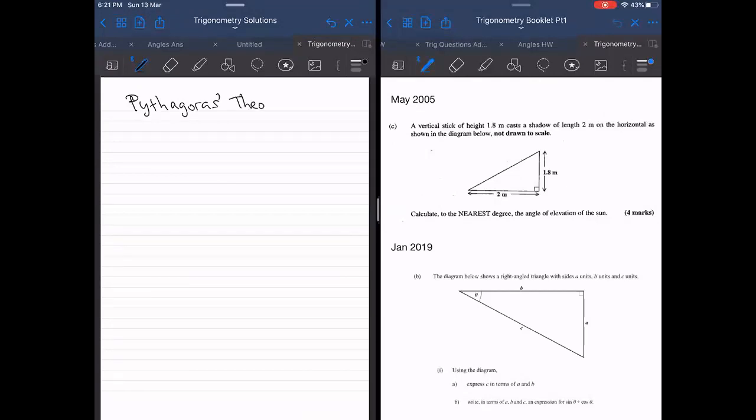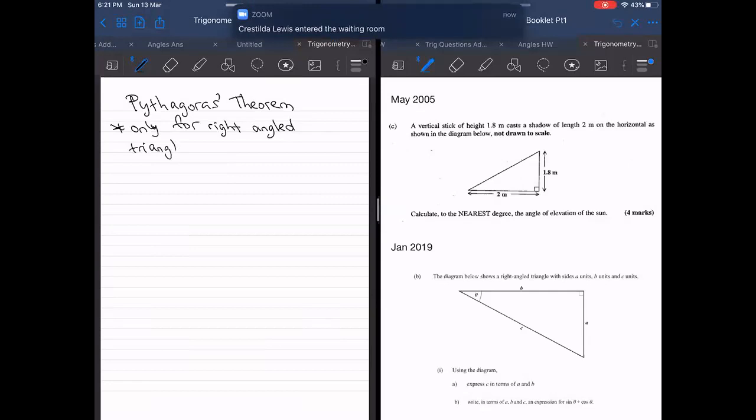Pythagoras theorem, and this is only for right angled triangles. So why am I saying this? Because when you have the questions and there are different things to do.